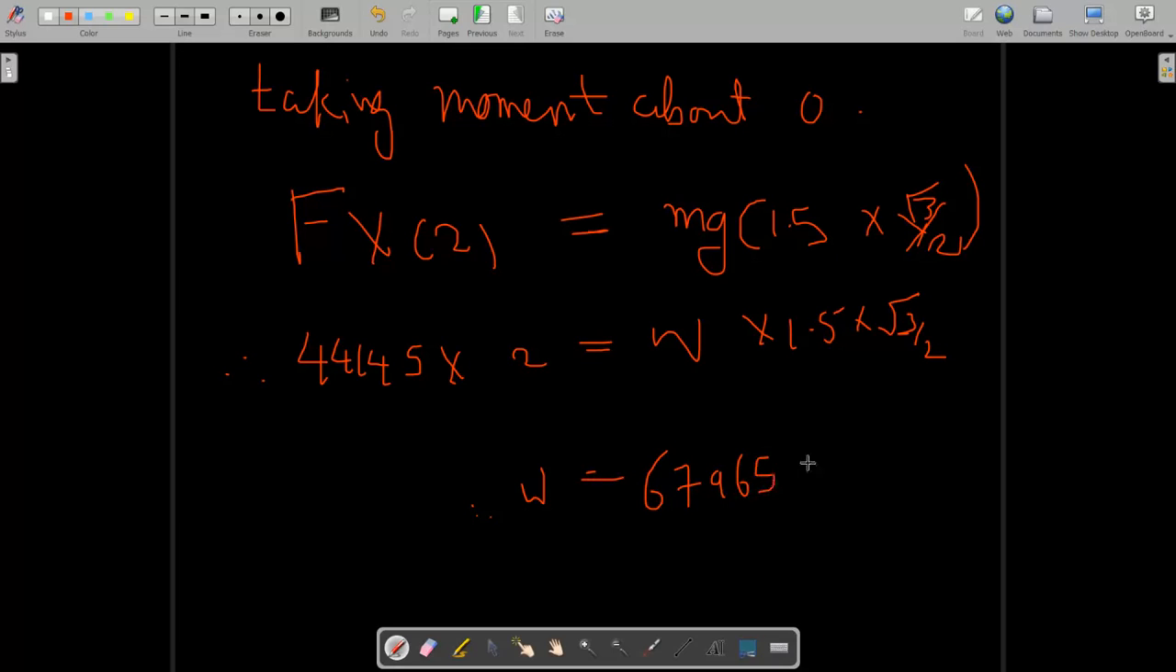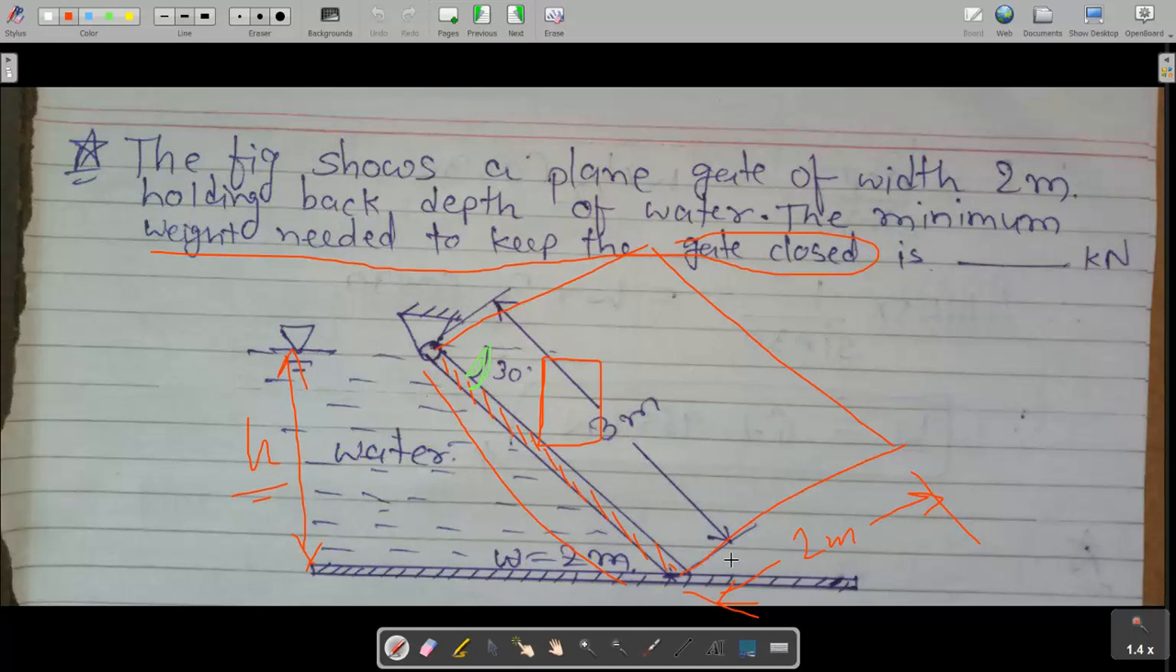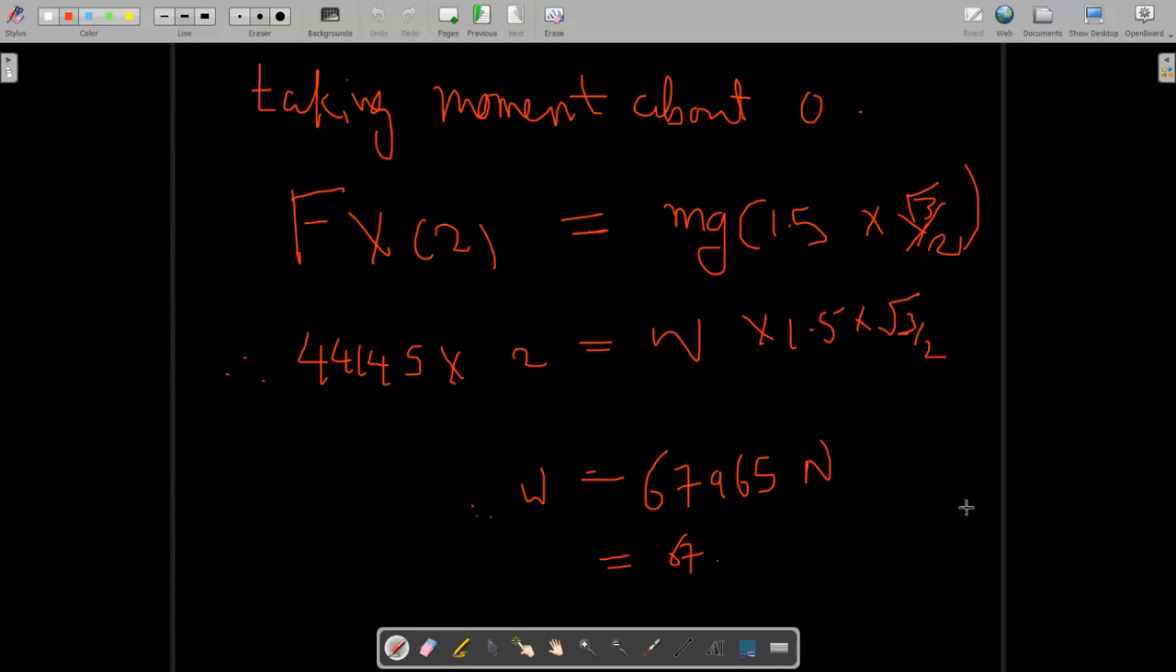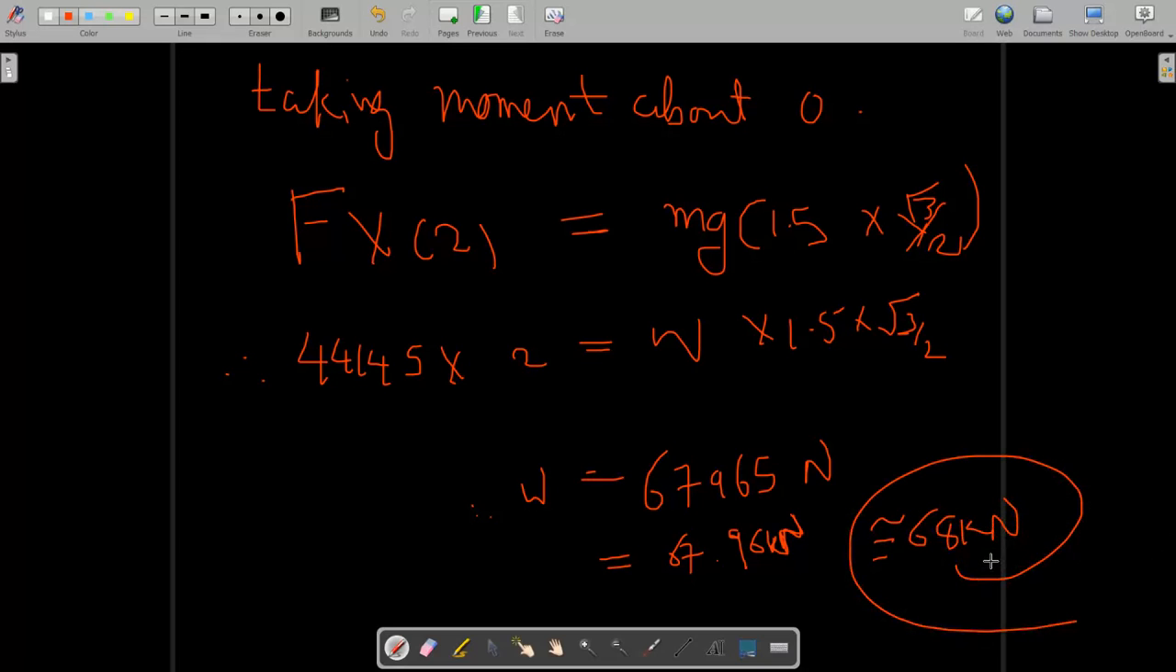So when you solve this, you will find 67965 Newton, or in kilonewton, 67.9. Before writing the final answer, just check in which unit the question is asked, in kilonewton. So we have to write in kilonewton, that is 67.96 kilonewton if it is asked up to 2 decimals. If it is written round off to nearest integer, write 68 kilonewton. So this is the answer.